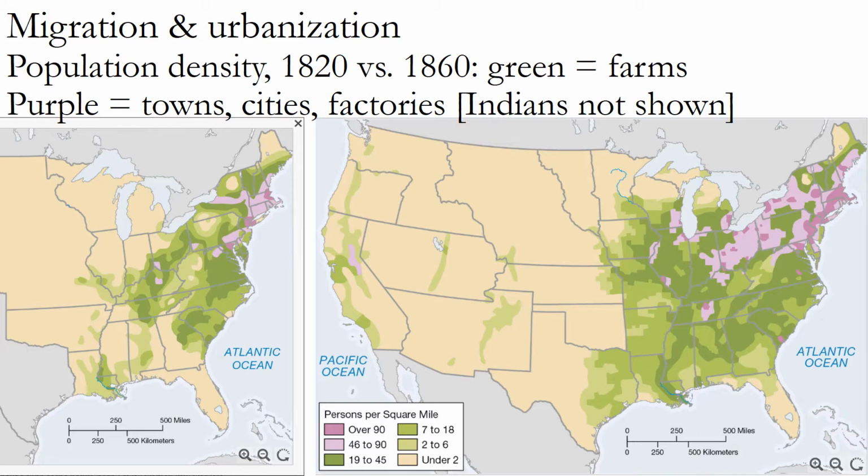Right, what we got here is the U.S. in 1820. Notice how settlement is still clustered in the original 13 colonies and some settlement in the upper Ohio River Valley.